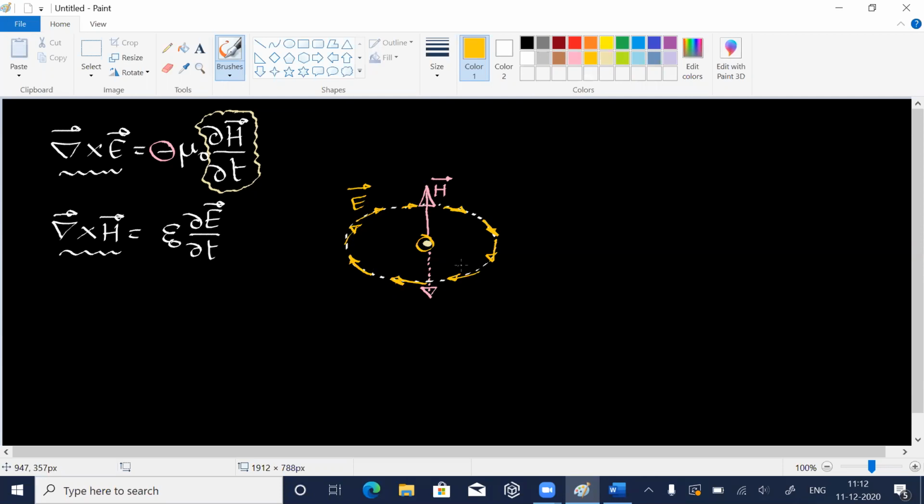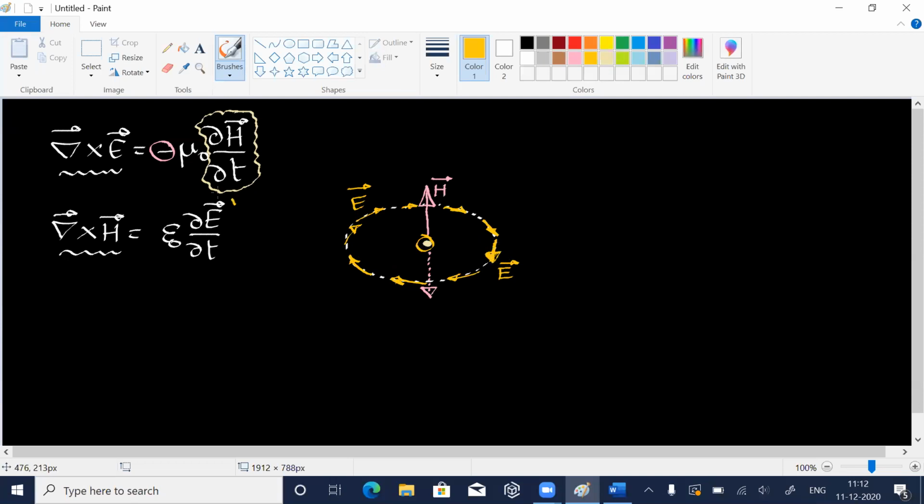So they vary in space as well as in time, because when H is varying in time, the electric field is also varying in space as well as in time. Agree? Yes, sir. Now you just take the electric field. Let me take any one electric field vector, any one arrow like this.